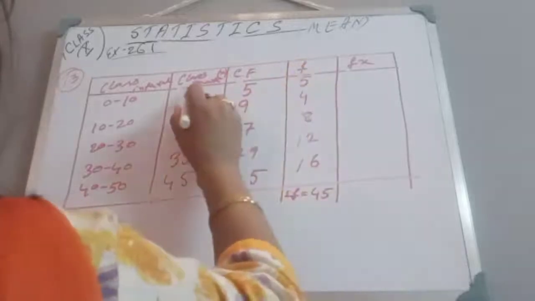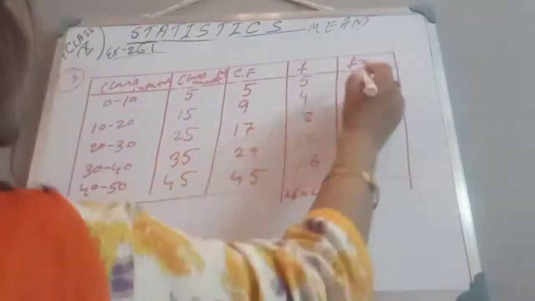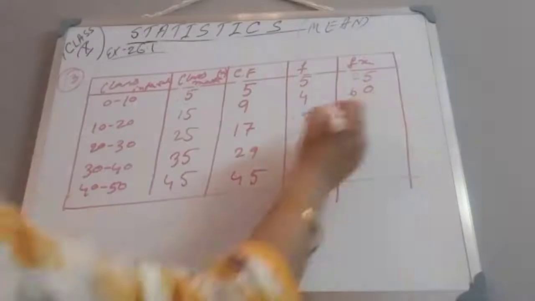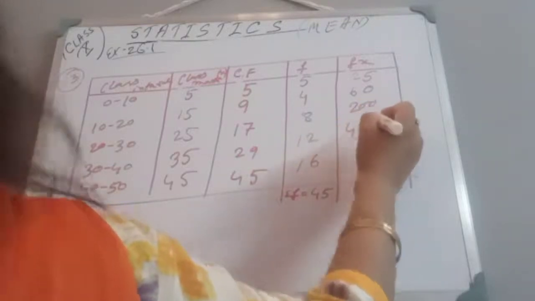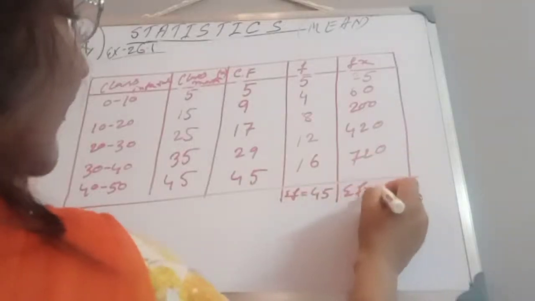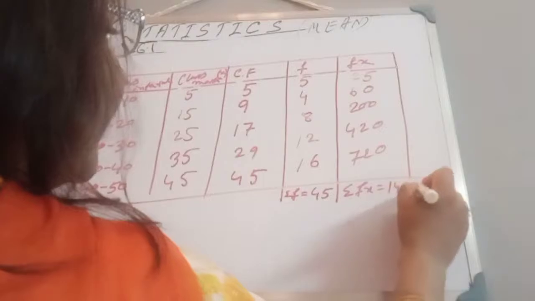Now F is there, class mark F, so F is 5 into 5, that is 25. 15 fours are 60. Okay, next is 200, next is 420, and then 720. Okay, now add sigma fx. Add all this, we will get 1425.